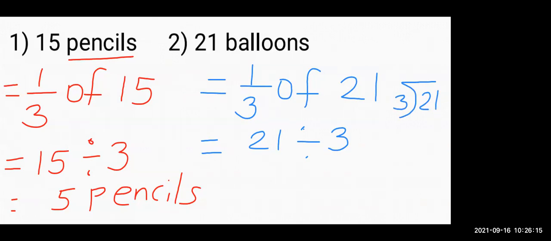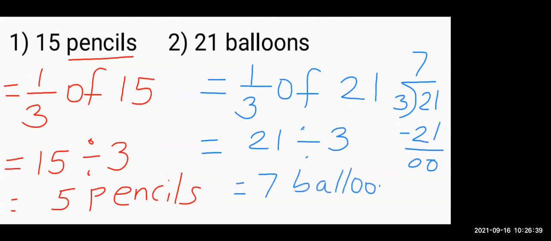Very good. 21 is coming 3 sevens. So 3 sevens are 21, minus, it will come 0 0. So how many pencil? No, how many balloon? Because in second question, balloon is given, so we'll find the answer of balloon. So there were how many balloon? 7 balloon. 1/3 of 21 balloon is 7 balloon. Clear everyone?